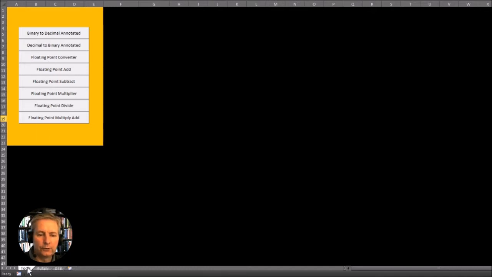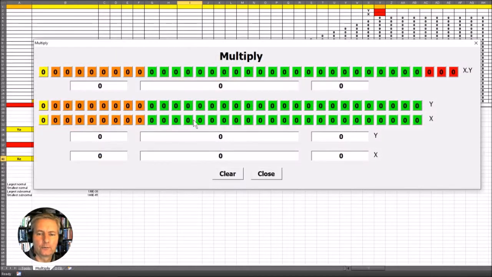and make sure you're on the Tools tab, and you'll have several options here. So we're going to choose floating point multiplier, so just click on that and it'll run up the multiplier. Now we're going to multiply together 1e to the minus 40. Now this is a subnormal number, and you see it says subnormal here, and we'll multiply that by 1000. Now 1000 is a normal number.